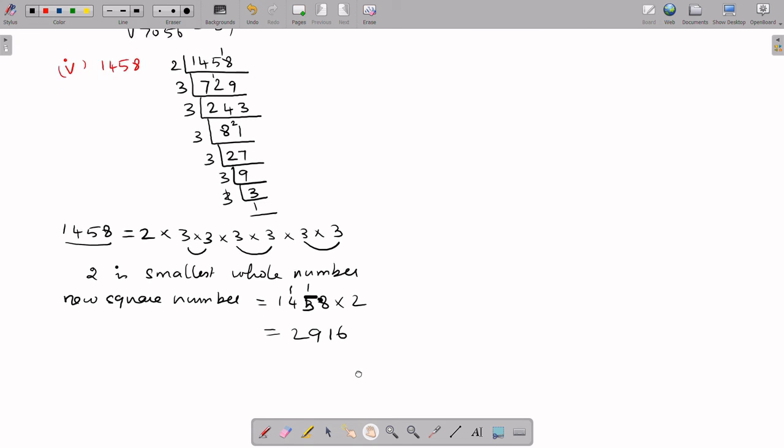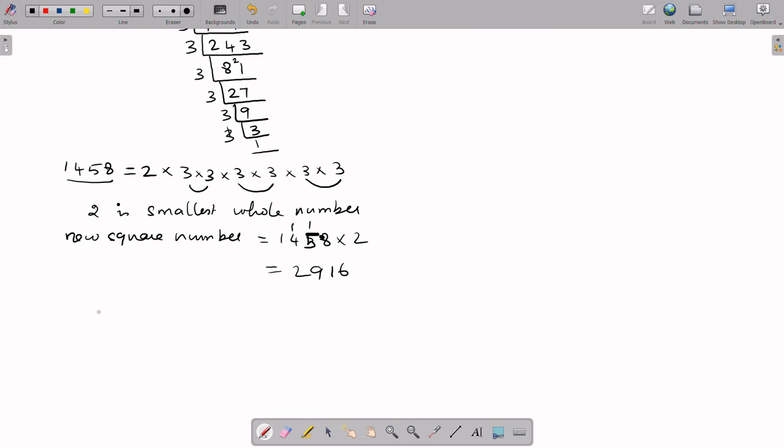So for this number you have to find the square root. Square root of 2916 is equal to, for this pair of 3s you have to write 1 3, for this pair you have to write 1 3, and for this pair you have to write 1 3, and here for the pair of 2s you write 1 2. So the number is 3 into 3 into 3 into 2.